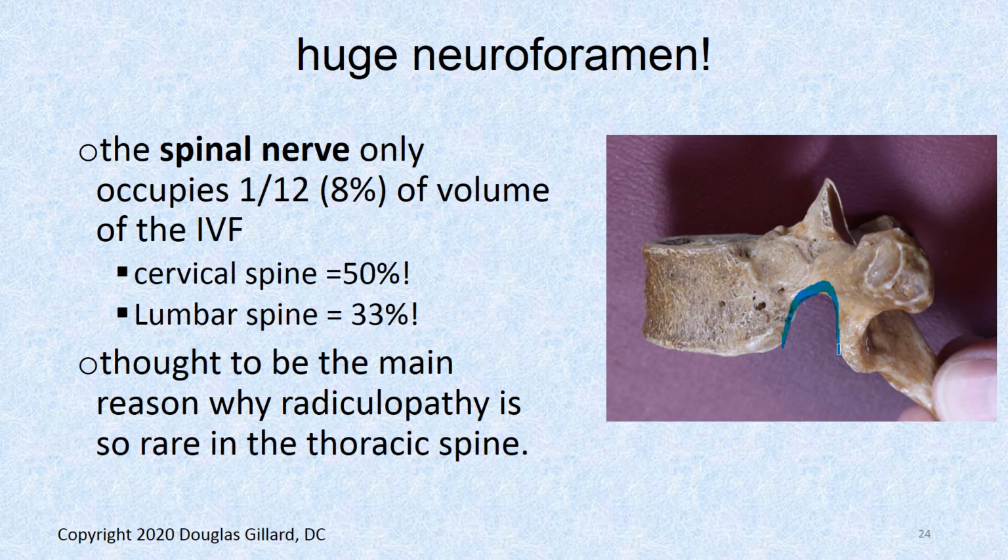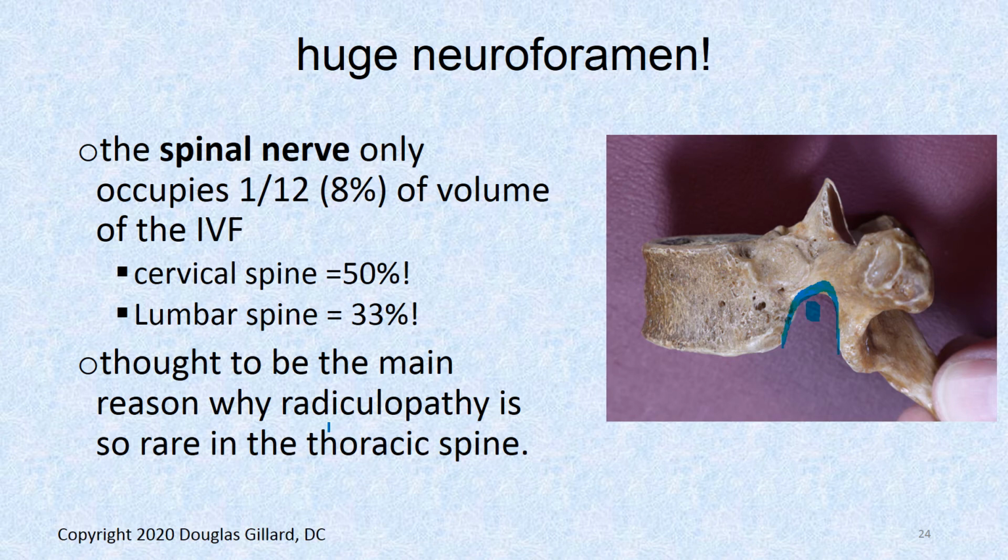The inferior vertebral notch. So here's the fun facts. The spinal nerve only occupies about 8% of the volume of the IVF. So spinal nerve would look like that in this gigantic thing. In the cervical spine, it's a tight squeeze, about 50%. So much tighter squeeze. In the lumbar spine, about a third of the IVF is taken up by the nerve. So because of this much wiggle room, this is one of the main reasons that radiculopathy or radicular pain is so rare in the thoracic spine.